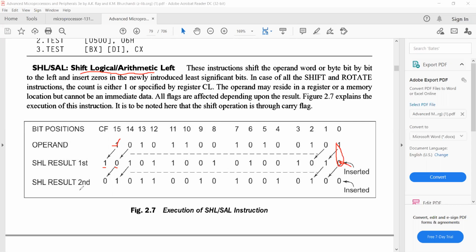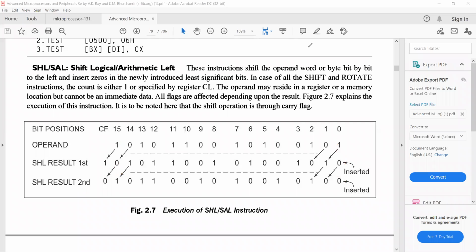When we perform the shift operation a second time, what happens? This bit will be left here, so from here we will be starting off, and this will be inserted as 0. So that is about the shift left operation.